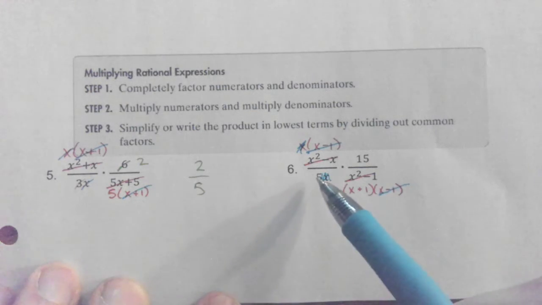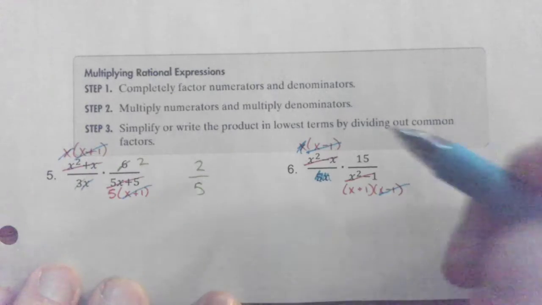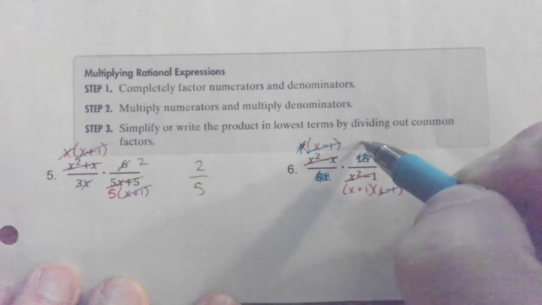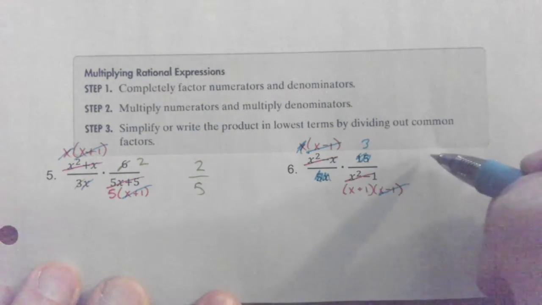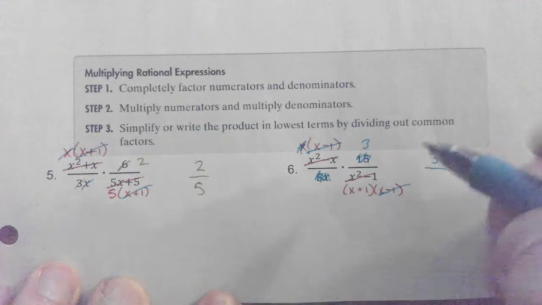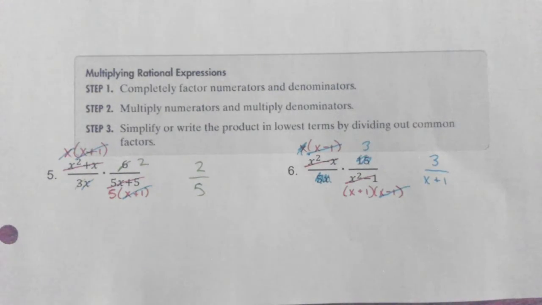And then similarly, I've got a 5 and a 15, both divisible by 5. 5 divided by 5 is 1, so that one's completely gone. 15 divided by 5 is 3. I think I've canceled everything that I can, and I just look what's left. Everything's crossed out except for the 3 in the numerator, and everything's crossed out except for the x plus 1 in the denominator. So that's going to be the final reduced answer. And remember, you can't do anything with reducing a cross addition, so the 3 and the 1 are just going to kind of stay like that.